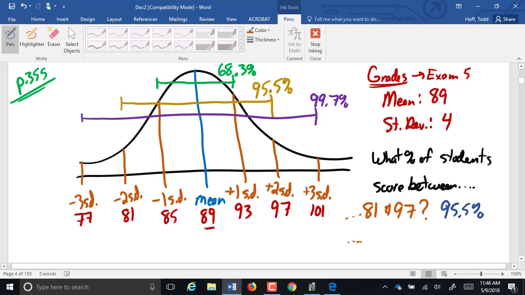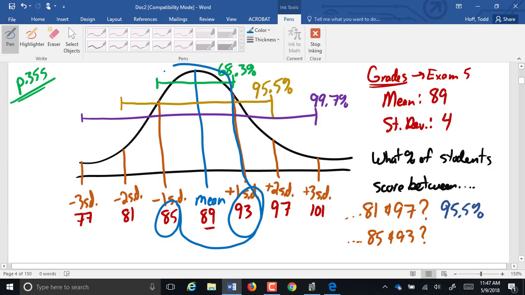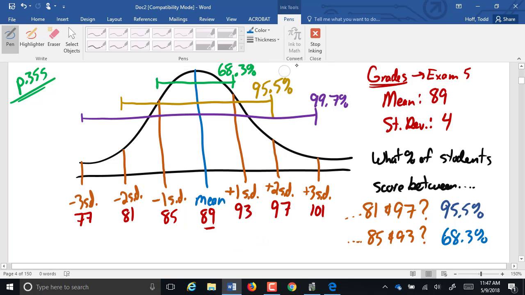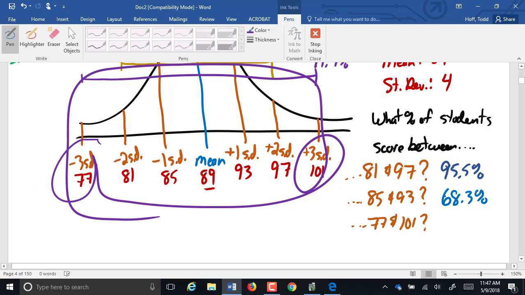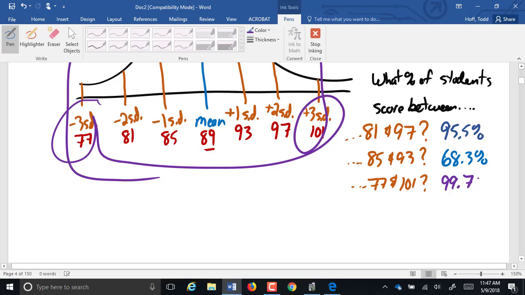How about between 85 and 93? Well, 85 is right here, 93 is right there, so between would be this range. That's the minus 1 to plus 1 standard deviation. That's the 68.3%. If we went from 77 up to 101, well, here's 77, here's 101. That's this full 3 standard deviation range. That's 99.7%. So we would expect nearly all of our students to fall in between 77 and 101. 99.7% means 997 out of 1,000. So no more than 3 out of 1,000 should score outside that range.